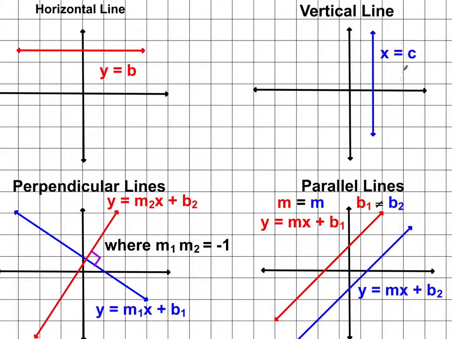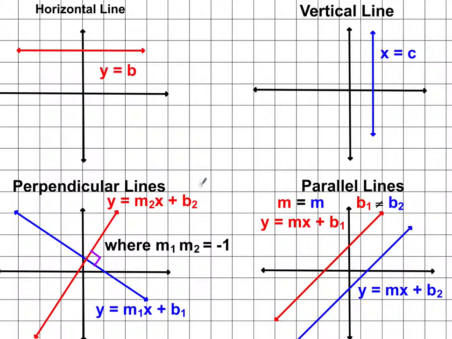Okay, vertical line, same thing, but different variable. If I said x equals negative 1, I would graph that line right here. It doesn't matter what y value I'm talking about. If I'm talking about 0, x equals negative 1. If I'm talking about 1, x equals negative 1. It doesn't depend on the y value, and that's why it's a vertical line. X always equals whatever value it crosses the x-axis at.